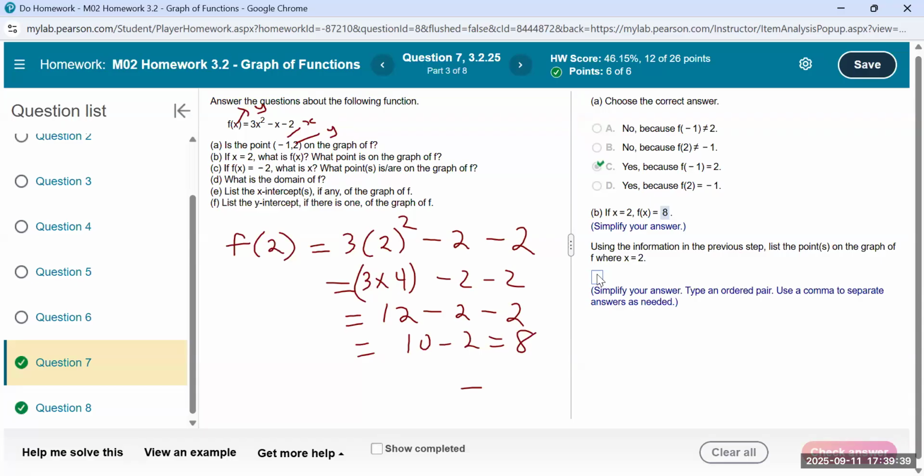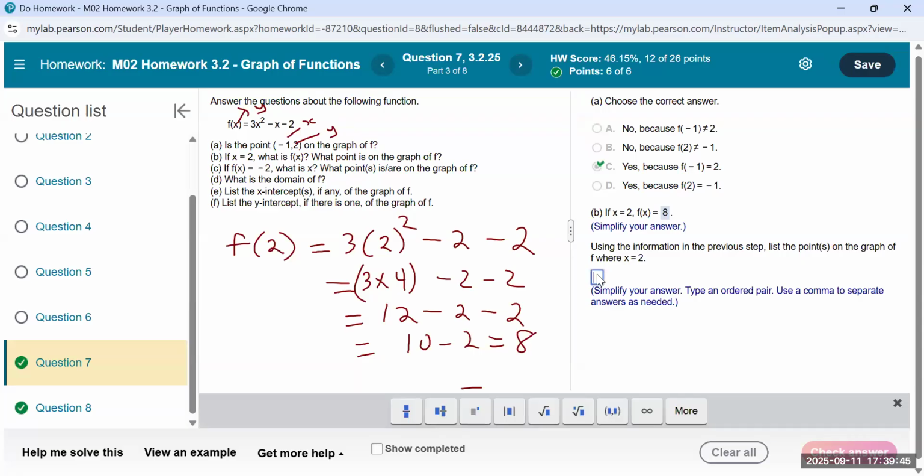Now, using the information in the previous step, we're going to list a point on the graph of f where x is equal to 2. So this is where you put your ordered pair. So starting with x coordinate followed by your y coordinate, which is the f of x, which is 8. Sorry, this is 2. When x is 2, your f of x, which is y, is equal to 8.